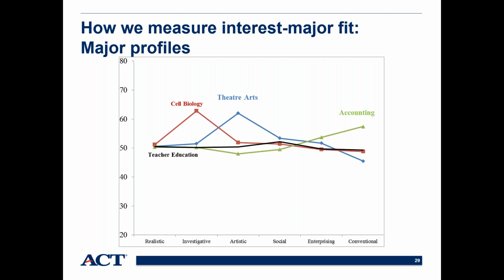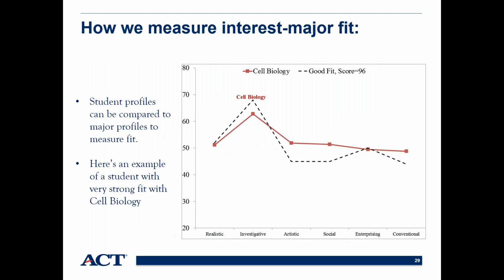So we obtained the profile for each major by finding the average scores for students who are enrolled in each major in the 3rd year of college. This graph shows example profiles for 4 college majors. 3 of these majors have what we call high differentiation, meaning that they have at least one clearly defined peak personality type. For example, students majoring in cell biology tend to have very high investigative scores. Students in theater arts tend to be highly artistic and low conventional. Accounting students, on the other hand, tend to be high conventional and low artistic.